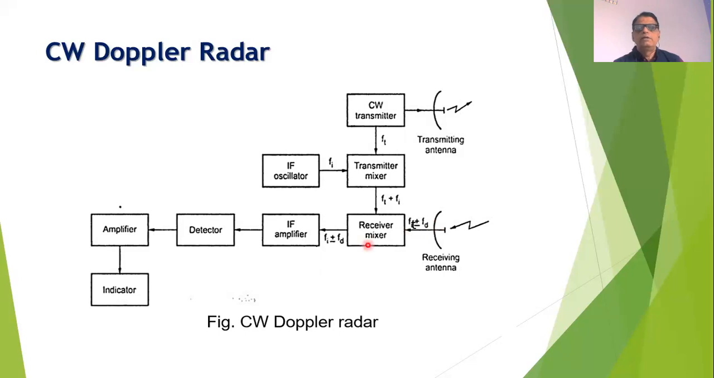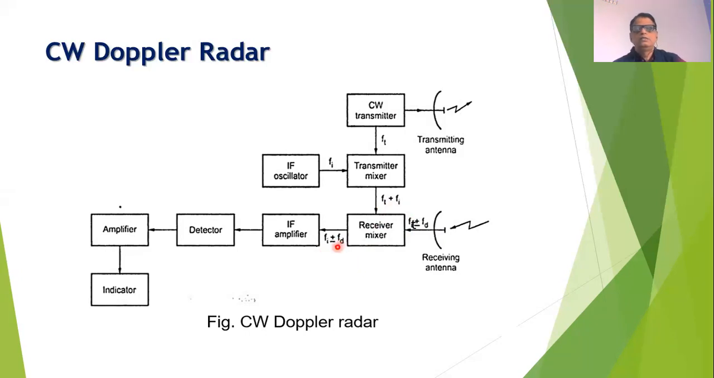Now in the receiver mixer, the signal from the transmitter mixer and the signal from the receiving antenna are mixed together, and at the output of the receiver mixer we will get a signal which is Fi plus or minus Fd. So we are interested in this intermediate frequency signal Fi plus or minus Fd. The transmitter signal gets cancelled out in the mixer, and at the output of the receiver mixer we will get the signal Fi plus or minus Fd.